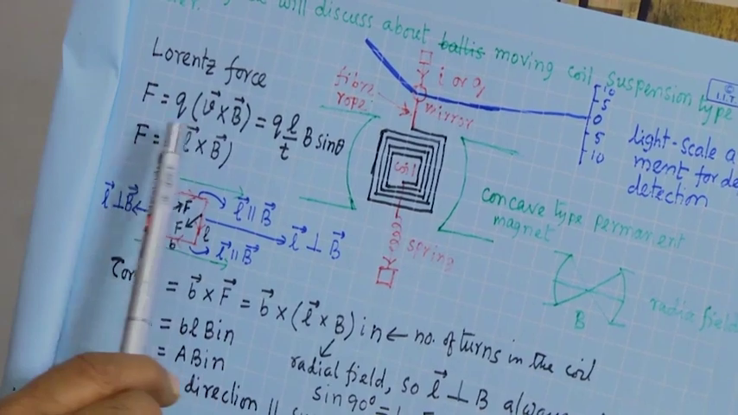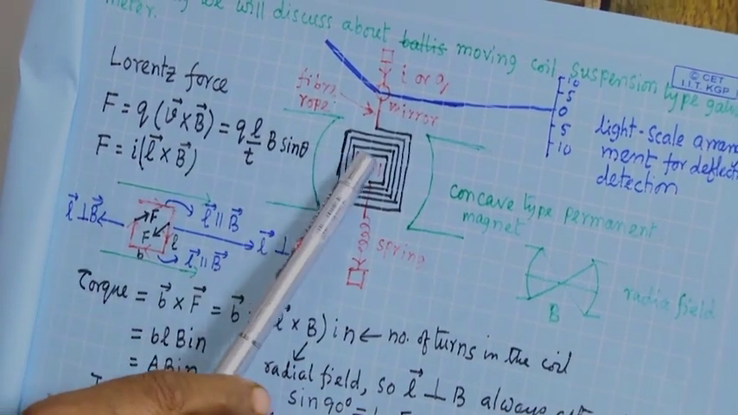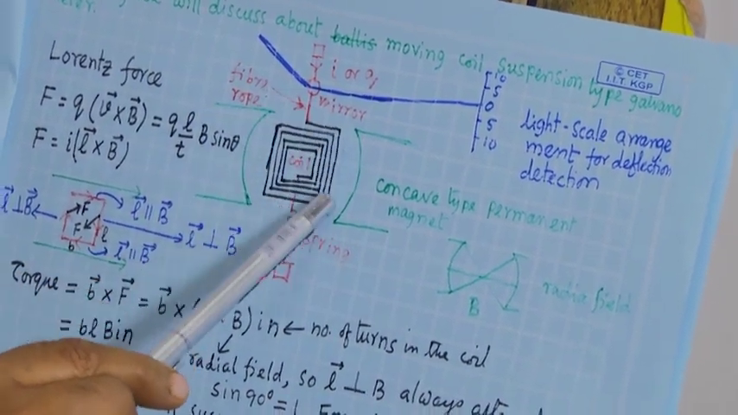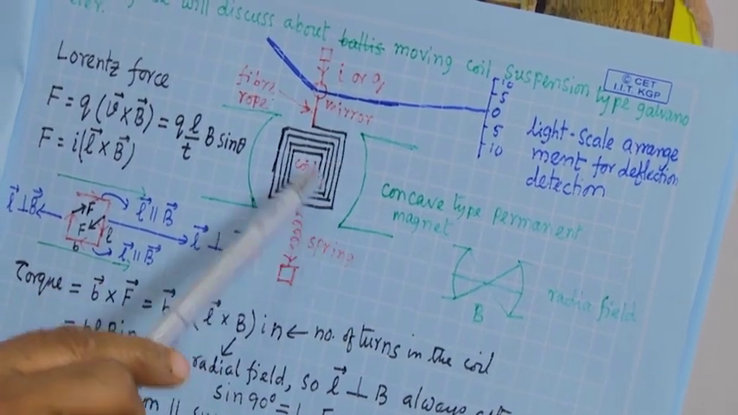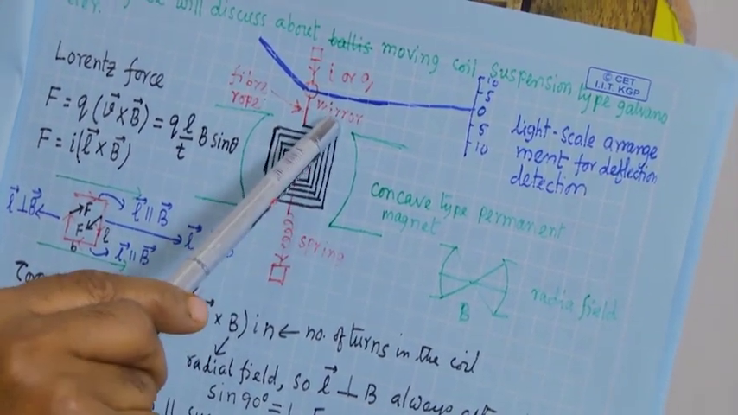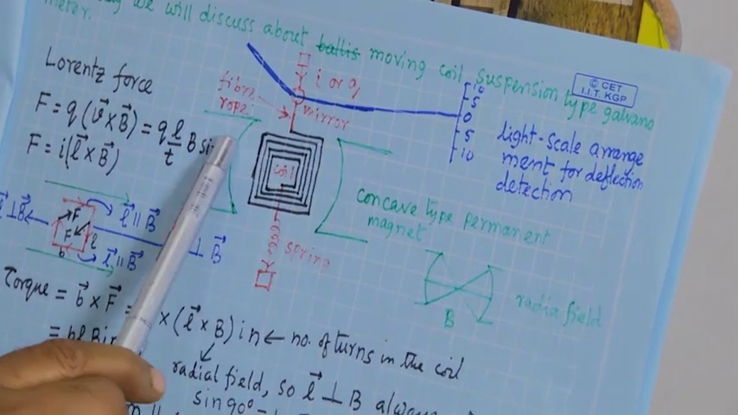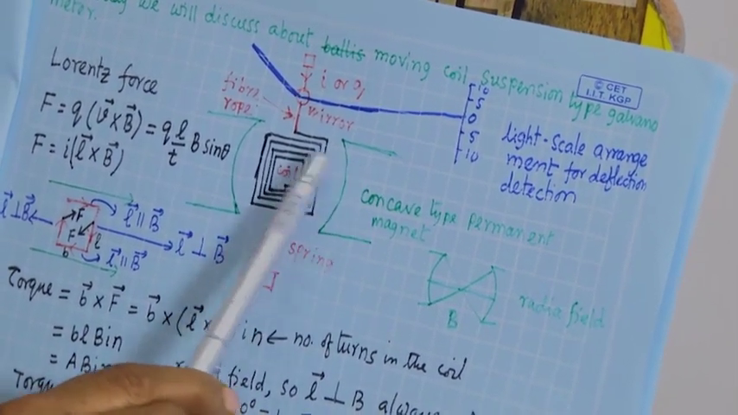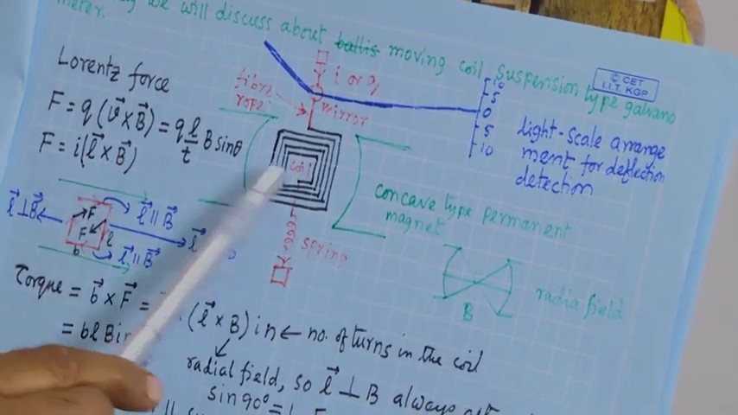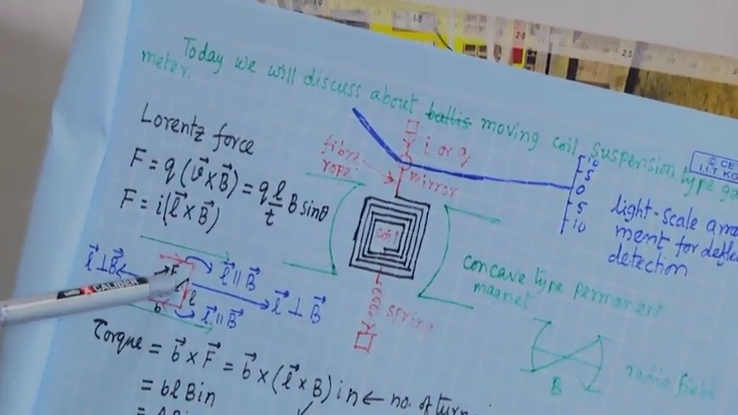Now the current flowing, this I L direction, is the direction of the length in which the current is flowing. Current is coming this way and then moving this way. For this arm, the current is moving down, and this I L direction is perpendicular to the magnetic field direction. B is in this direction and the current is in this direction. So L cross B gives the force, and the force direction will be this.